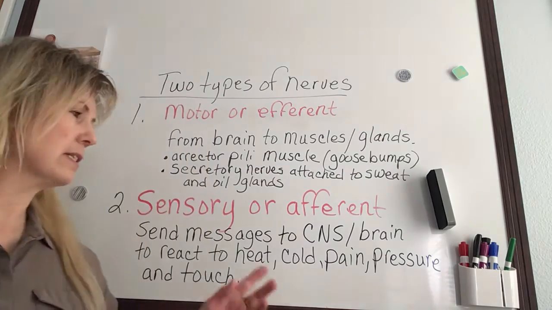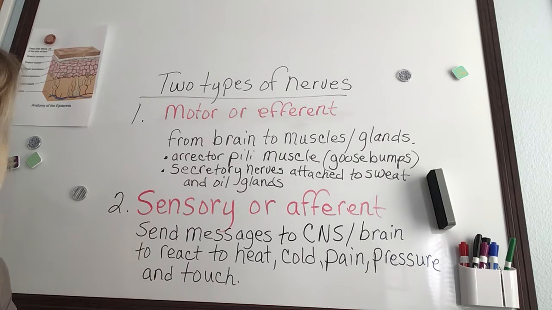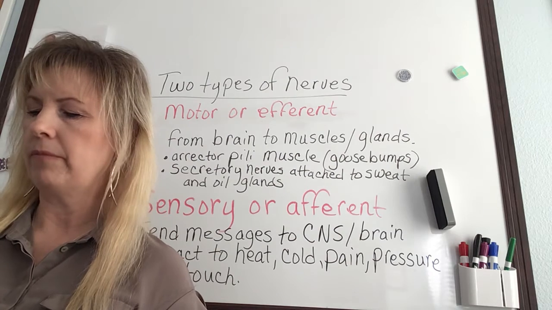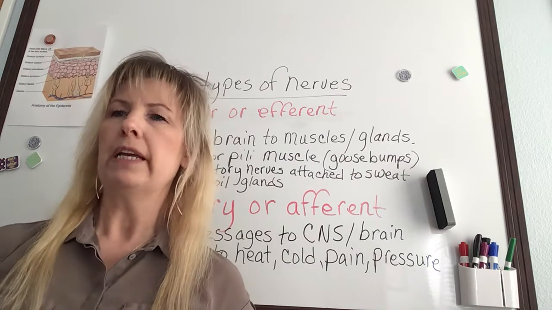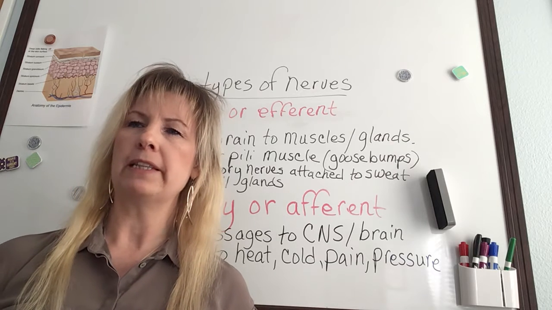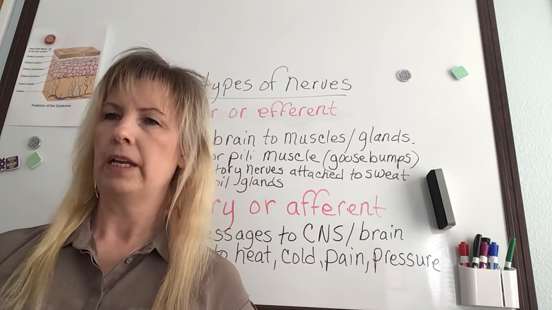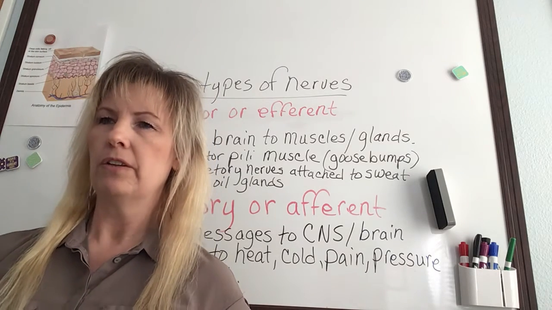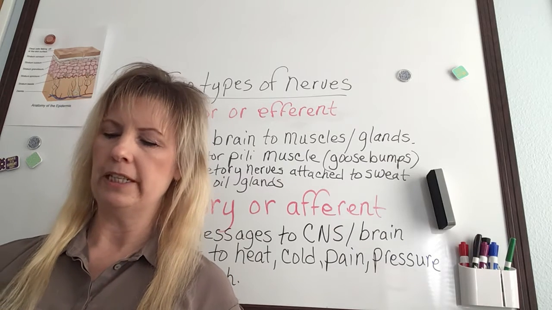The other one, the second one here, is the sensory, or the afferent. Anyway, nerve fibers, and they send messages to the central nervous system and to your brain to react to the heat, the cold, the pain, and pressure and touch.